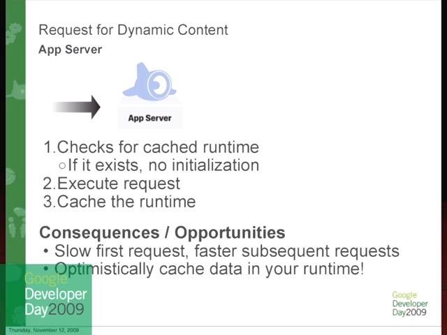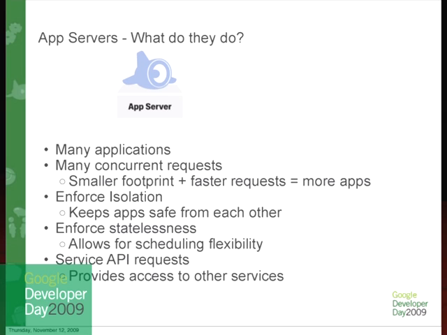So what do the app servers do? Well, they run many applications. So there's many applications on one app server, or you might have one application that runs on many app servers, depending on the traffic. They run many concurrent requests, so they can be used very efficiently. We try to maximize the use on every app server.